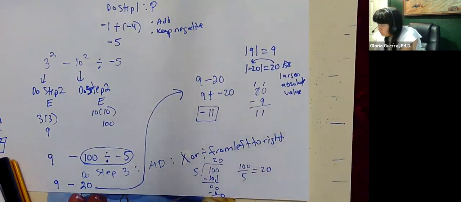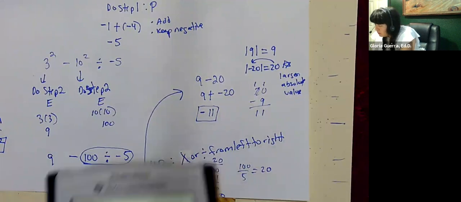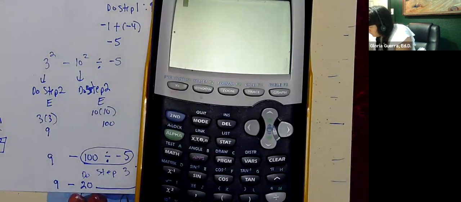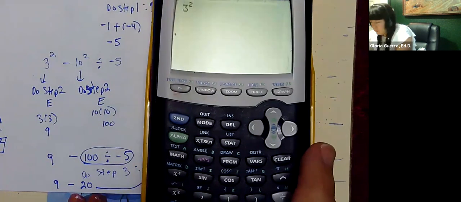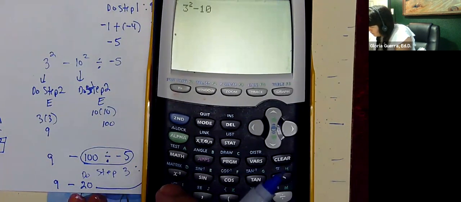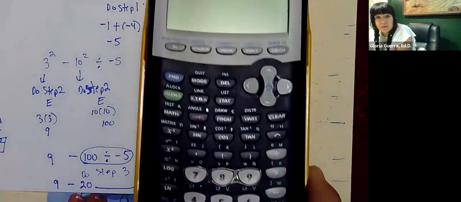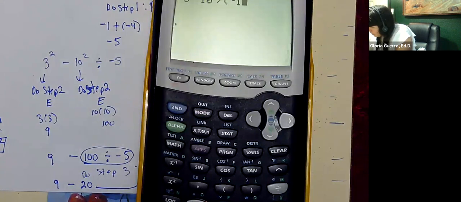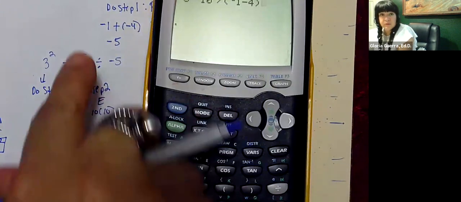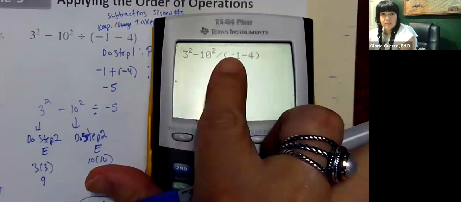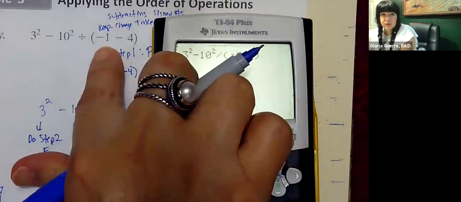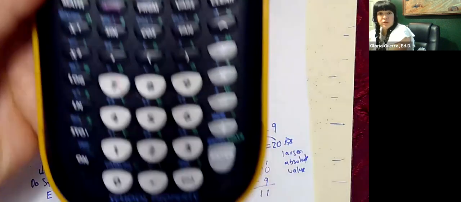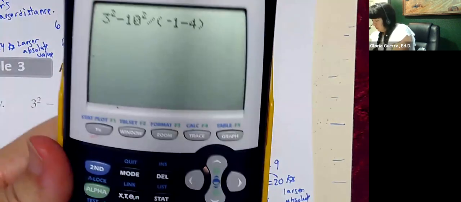Okay, so then if I go back on my calculator and I check that here, I have 3 squared, the x squared, minus 10, x squared, divided by open parenthesis, -1, this little negative at the bottom down here, -1, take away 4, close parenthesis. So this is the little negative sign, this is the sign changer key, and this is the subtraction. Sign changer key and then there's your subtraction. And let's see if we get the same thing.